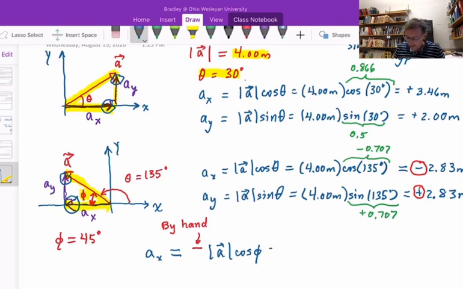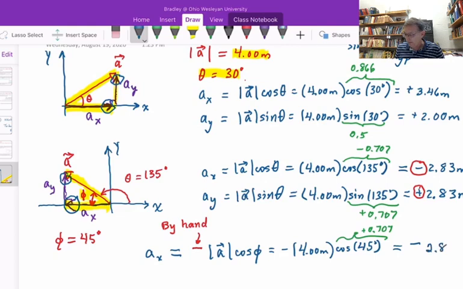So this is negative magnitude A, 4 meters, times cosine of phi, 45 degrees. Not 135, 45. And you go to your calculator and you say, hey, calculator, what's the cosine of 45? And it will say, oh, that's easy, positive 0.707. So you multiply all this out, remember the negative sign you put in by hand, and you get negative 2.83 meters. Same x component we had in the first calculation. Of course, it had to be.